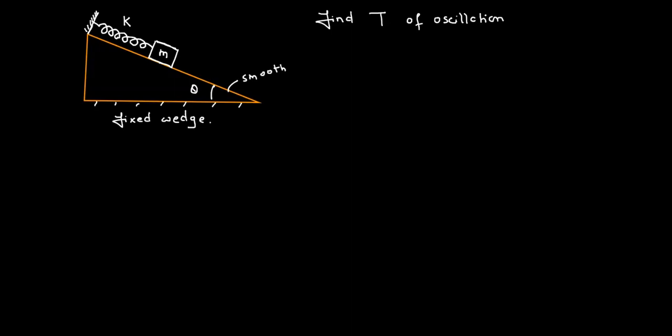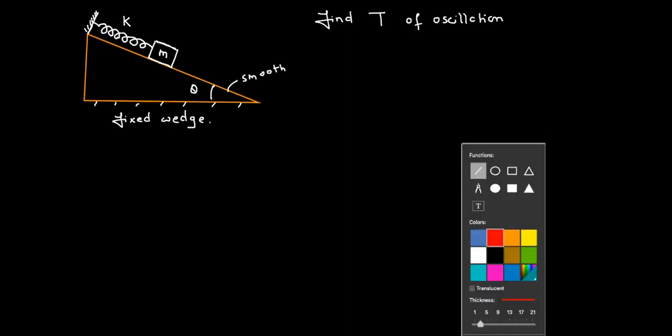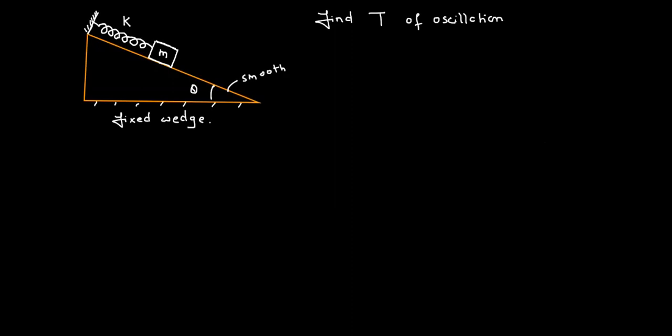Initial extension in the spring is how much? This is the path of oscillation.